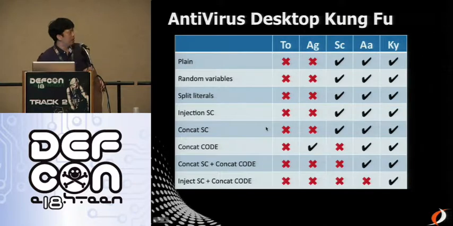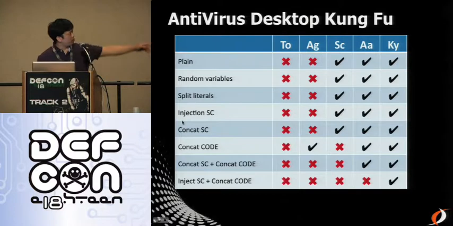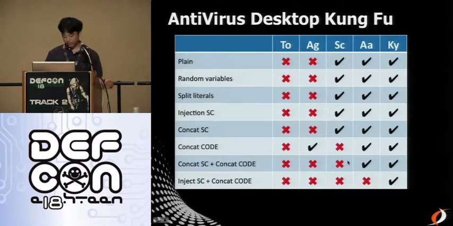So this is the result of our limited testing of Drivesploit against these antivirus. We listed out, we abbreviated, you can guess, and we tried out the big ones. And as you can see, there was one vendor which Drivesploit could not beat. As we use more features, for example, concatenation of the shellcode plus concatenation of the code itself, or injection of the shellcode plus concatenation of the code itself, we start to beat more and more antivirus.